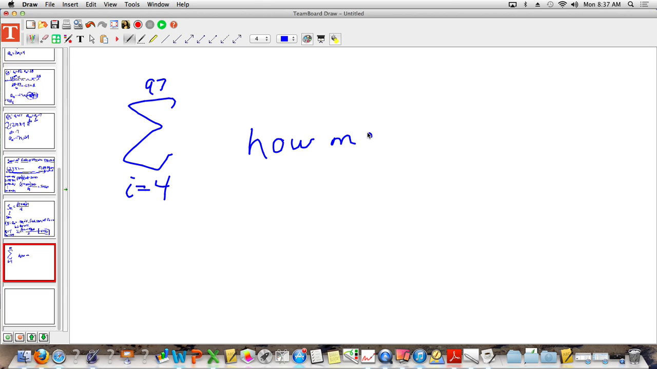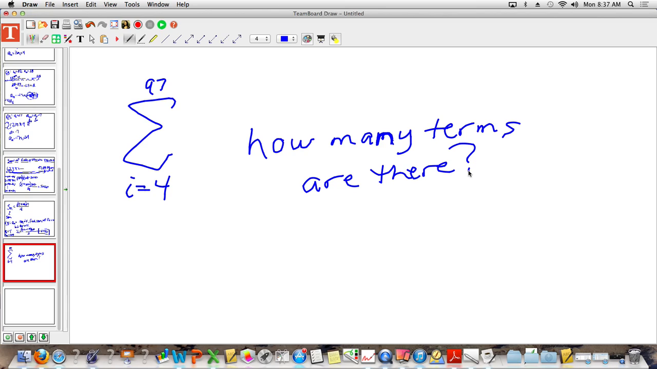98. Oh wait, no, there's 94. How many terms are there? What did you do to figure that out? I don't know if that's right. 97 minus 4, but you have to count the 4th term. Exactly, you have to add 1 onto the end. So how many terms are there?